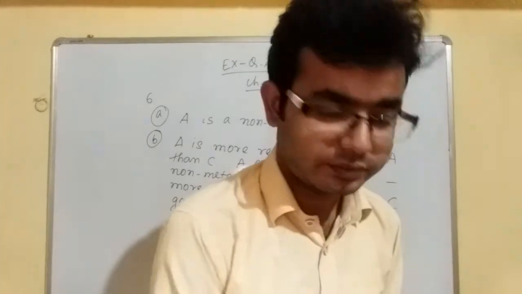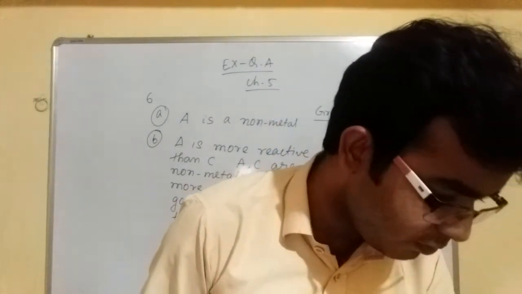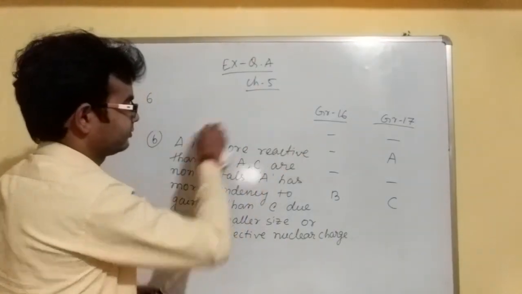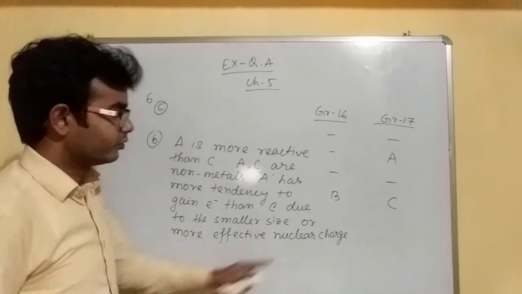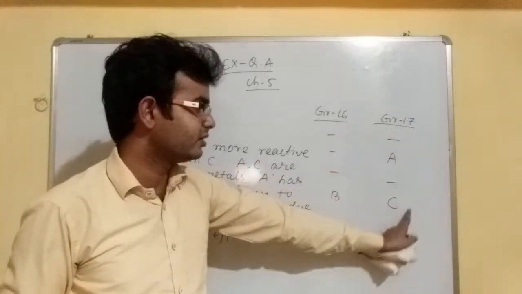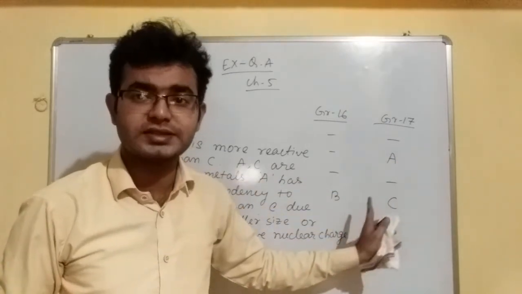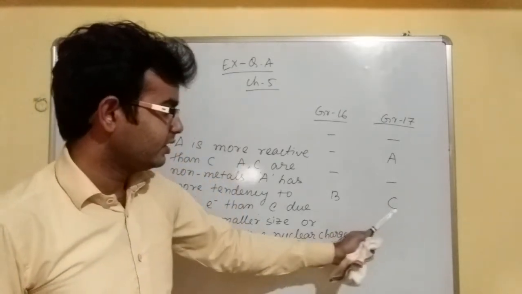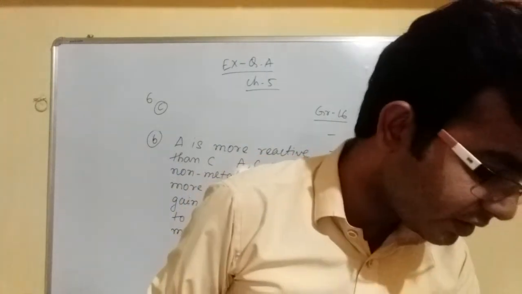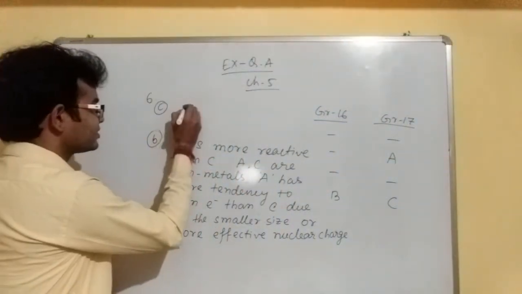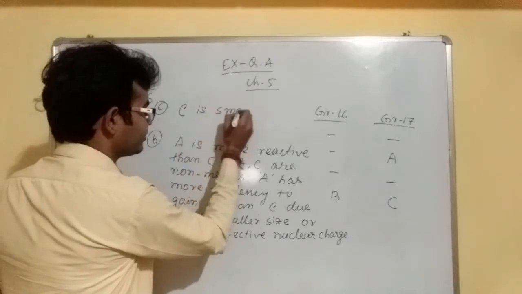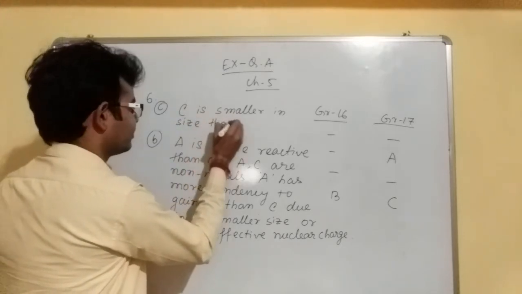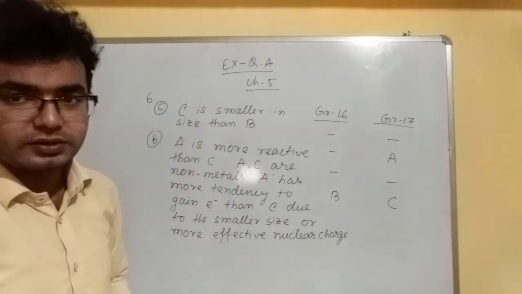Let us solve question C. Here the question is, will C be larger or smaller in size than B? Look, B is present in group 16 and C is present in group 17. Both of them are present in the same period. When you move left to right, the size of the atom decreases. So obviously C is smaller than B. The answer is: C is smaller in size than B. Okay, that's the answer.